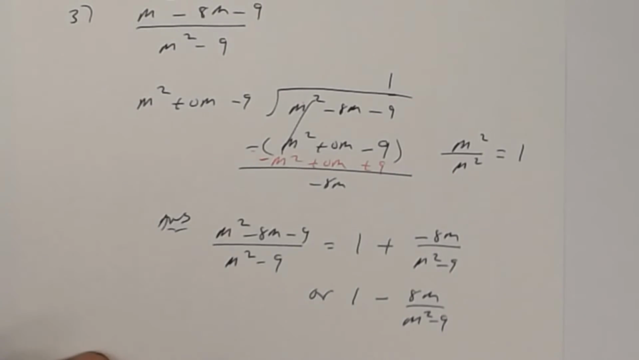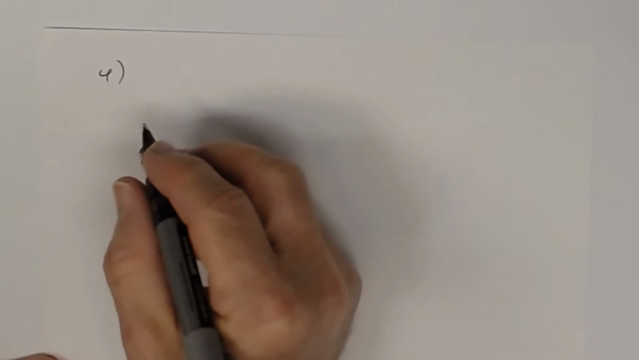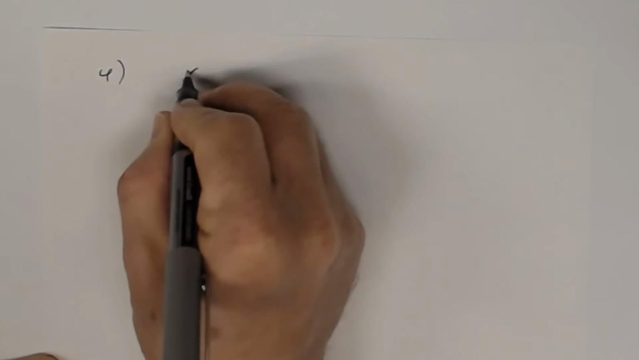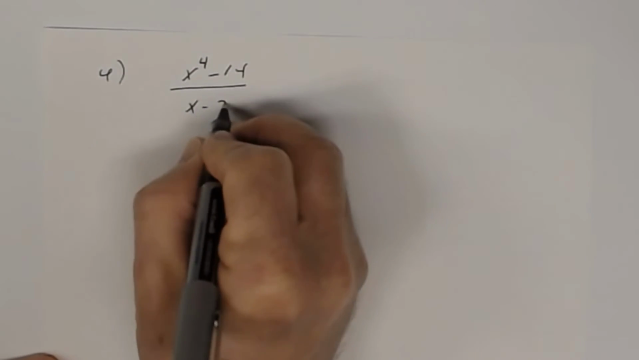So that was a quick one. So we still have time to do one more. So let's do one more. So let's look at number 4. All right, number 4. And let's say number 4, we have this one. We have x to the fourth minus 14 divided by x minus 2.